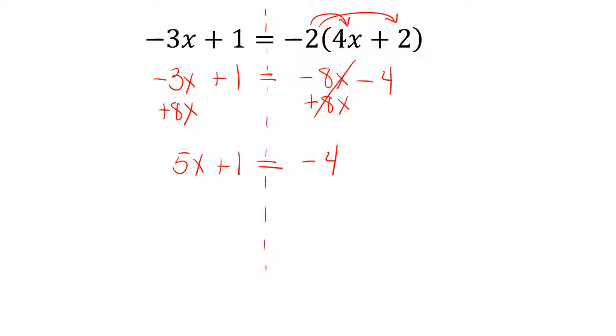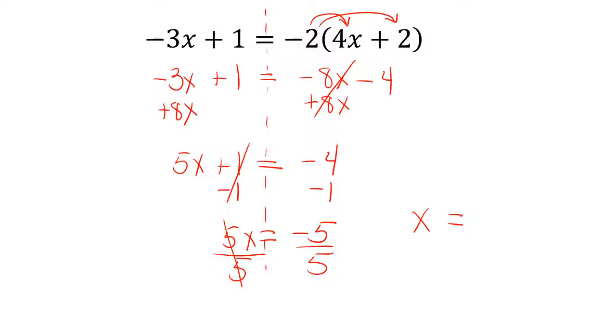Again, with the addition property, I can take the opposite of plus 1 and subtract 1. That leaves me with 5x equals negative 5. The last step in the strategy, I will divide by the coefficient 5. This is allowed for us to do by the multiplication property. And my answer, the solution, is negative 1.